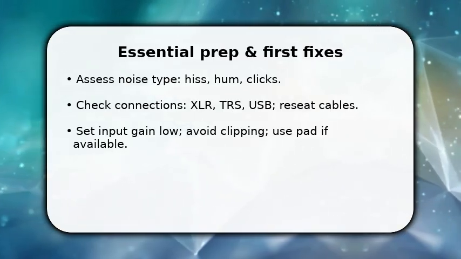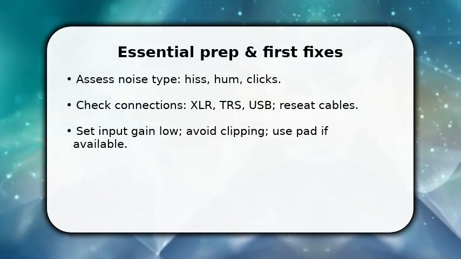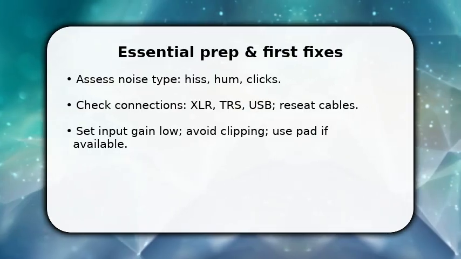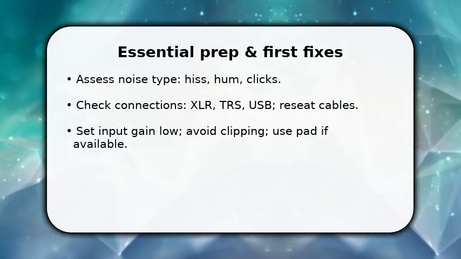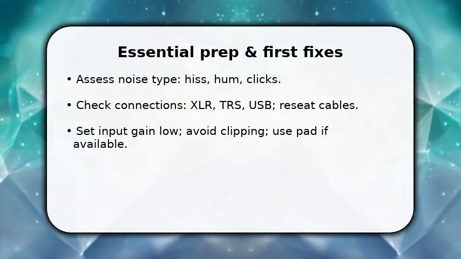Next, lower input gain until the signal is clean, not thin. Use the mic's pad if present. Once done, switch the mic to cardioid or tighter pattern to reduce room noise. These steps cut obvious sources fast, so you can focus on finer fixes.